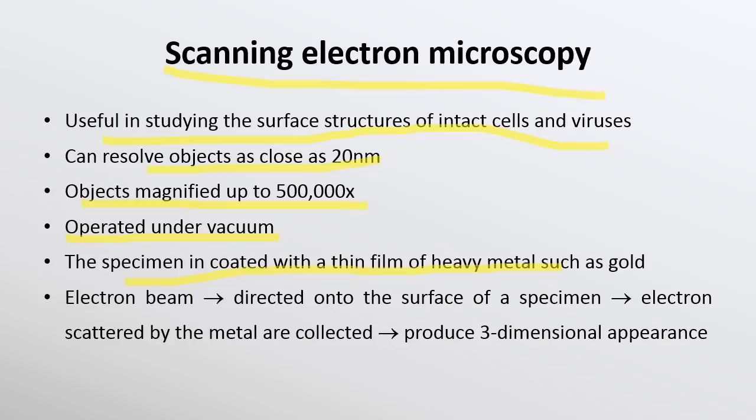When the scanning electron microscope releases the electrons, the electron beam is directed onto the surface of the specimen. Since the surface has been coated with gold, the electrons are scattered from the metal-coated bacteria, viruses or any sample, and then the scattered electrons are collected and converted into a three-dimensional appearance.